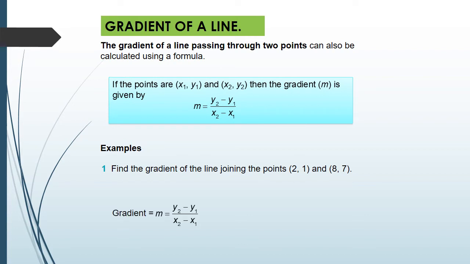Now, our y2 in this case is 7 and our y1 is 1, while our x2 is 8 and our x1 is 2. If we substitute this into our formula, we have 7 minus 1 all over 8 minus 2. That gives us 6 over 6. 6 divided by 6 is 1. So the gradient of the line joining those 2 points is 1.